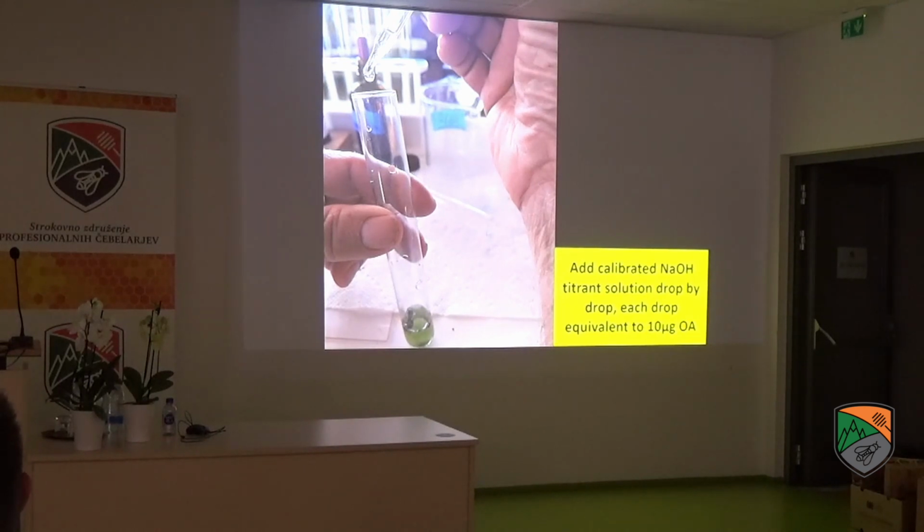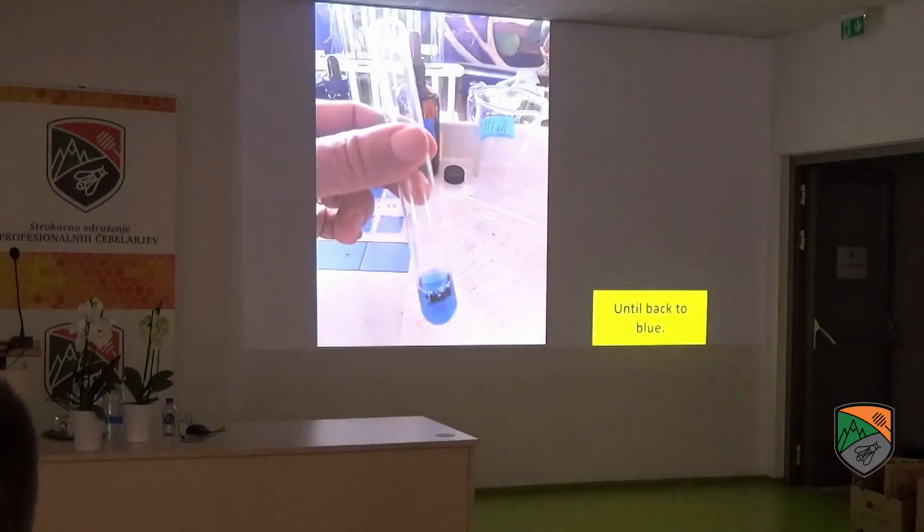Now we drip in a known titrant, 1 drop at a time, down to the bees. And you have to hold the test tube straight up and down so this doesn't hit the side. And you count your drops until it gets back to the original color. And now, if you know that your titrant is 1 microgram per drop, it will tell you. And so we mix up 3 different ones, 1 at 1 microgram per drop, 1 at 5 micrograms per drop, and 1 at 10 micrograms per drop.